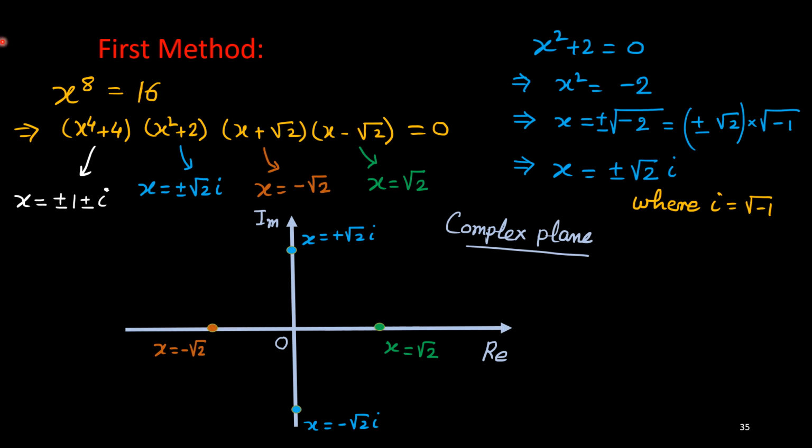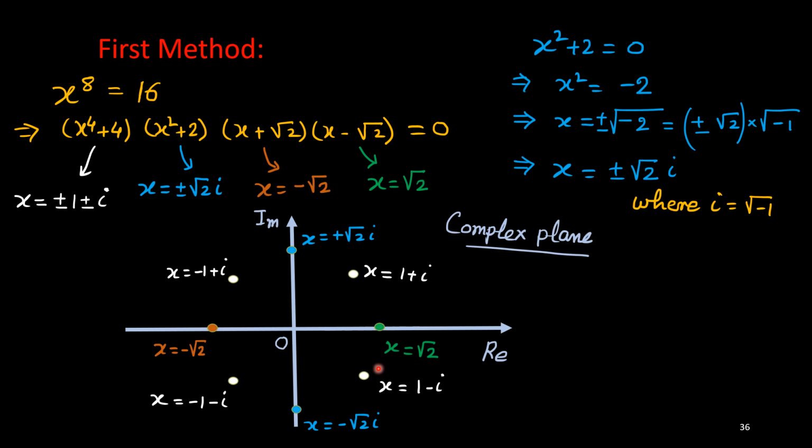Okay. Next, we will consider this factor, x to the power 4 plus 4 equals 0. It will give you 4 solutions, these solutions. So we can place these 4 solutions in the complex plane. We'll get these 4. First one is 1 plus i. This is 1, this is plus i. Second one is plus 1 minus i. This side, minus 1 plus i. And this is minus 1 minus i. So these are the 4 solutions.